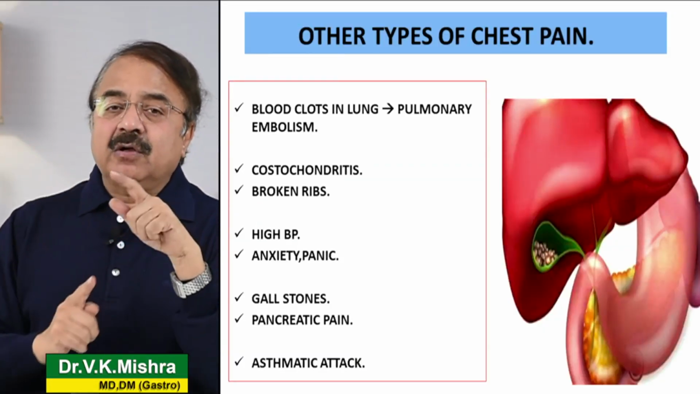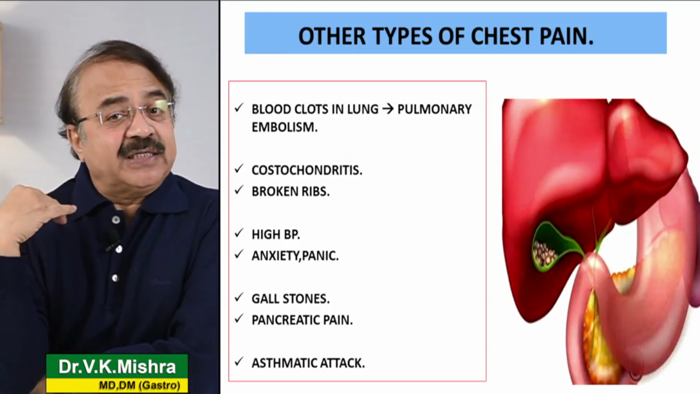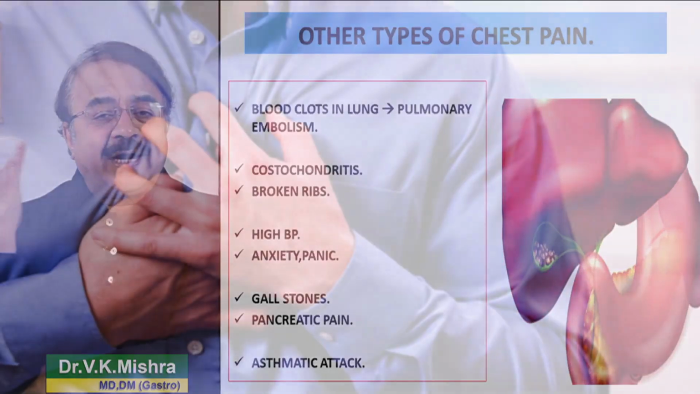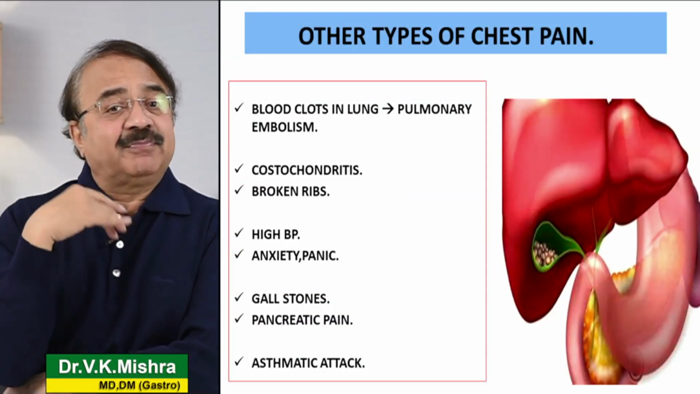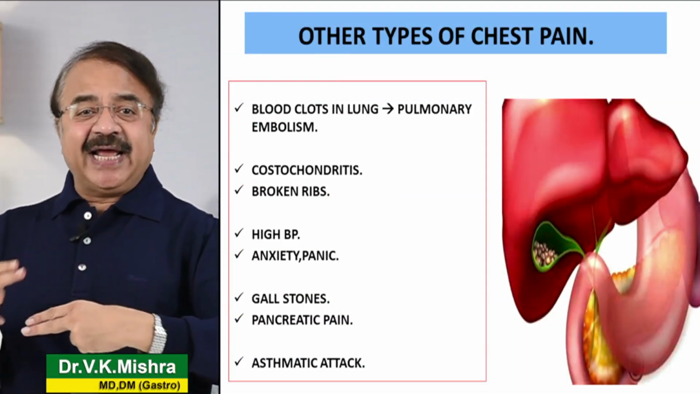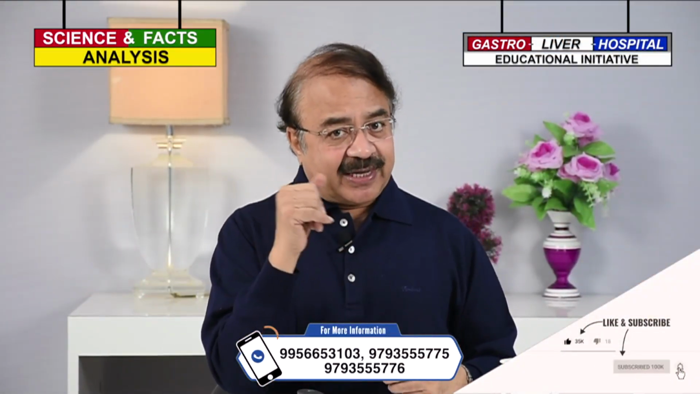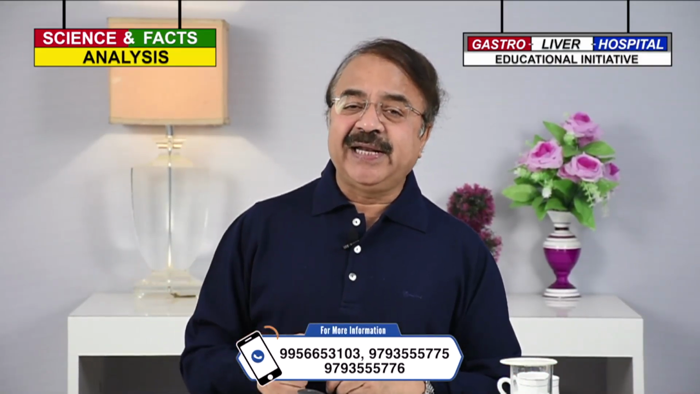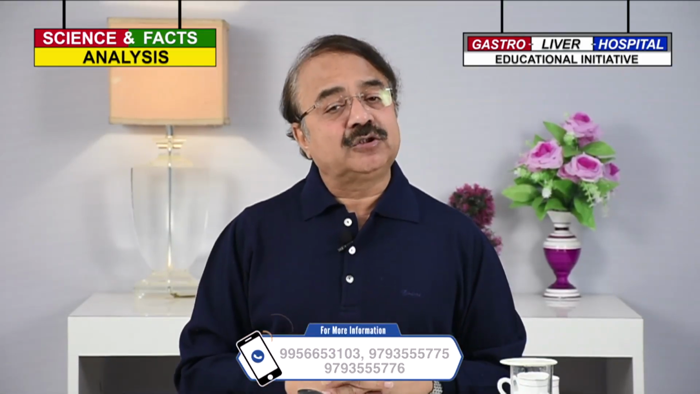There are certain other types of chest pain which I want you to keep in mind, because they can also at times mimic the pain from the heart or from GERD. If there is a blood clot in the lungs, which is pulmonary embolism. If there is costochondritis, an inflammation of the costal margin. If there is any broken rib because of trauma. If you have very high, accelerated hypertension, it can give rise to chest pain. If you have a panic attack and severe anxiety, it can give rise to chest pain. If you have gallbladder stones giving rise to biliary colic, it can be confused with a heart attack or with gastroesophageal pain.